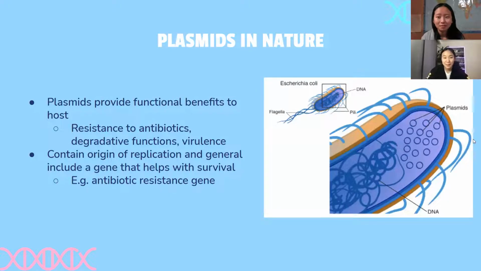And basically, in nature, plasmids provide one or more functional benefits to the host, such as resistance to antibiotics, degradative functions, and virulence, which basically means the danger and speed of spreading the disease. And all natural plasmids contain an origin of replication, which controls the host range and the copy number of the plasmids, and it typically includes a gene that is advantageous for survival. An example is the antibiotic resistance gene.